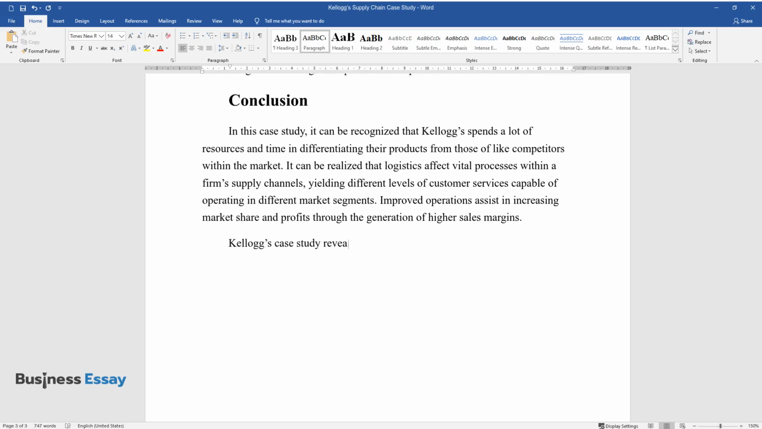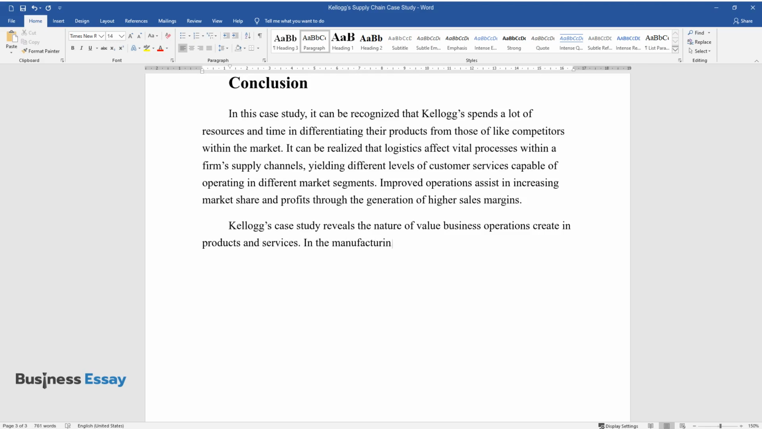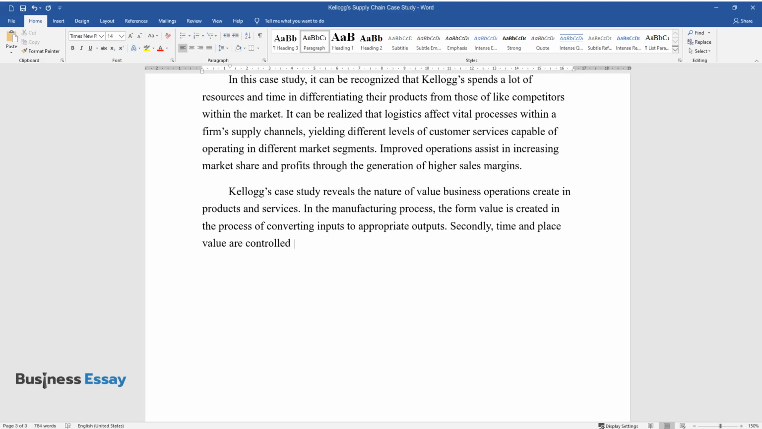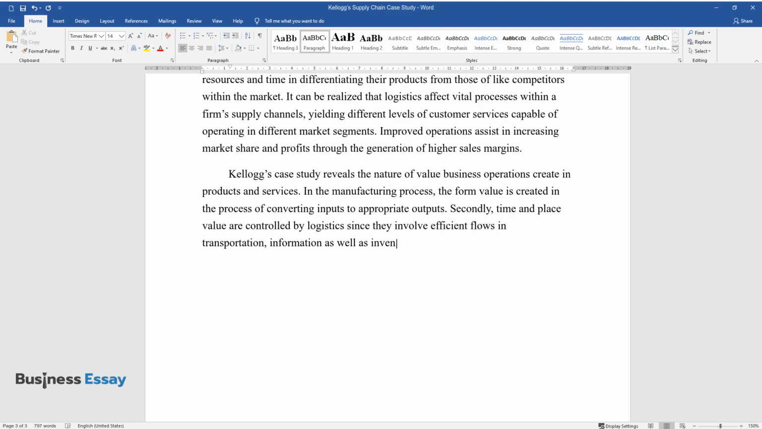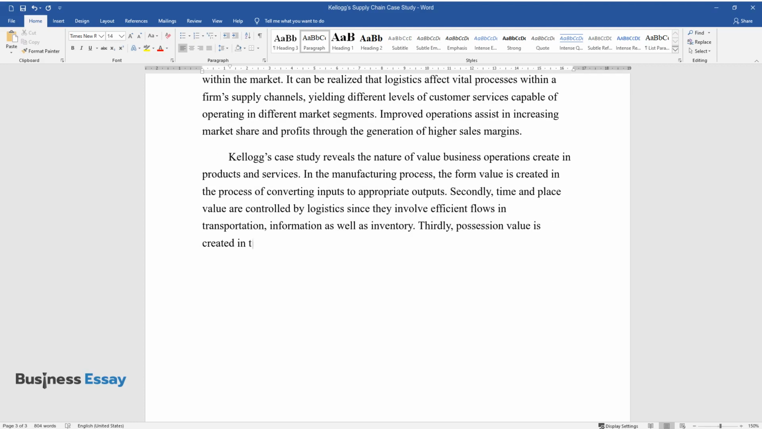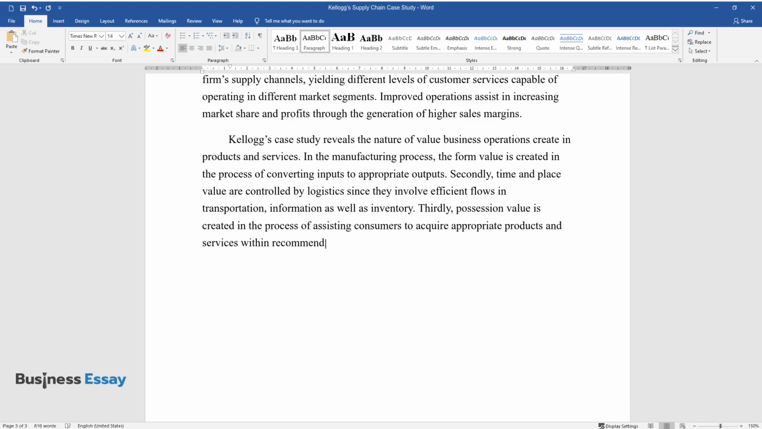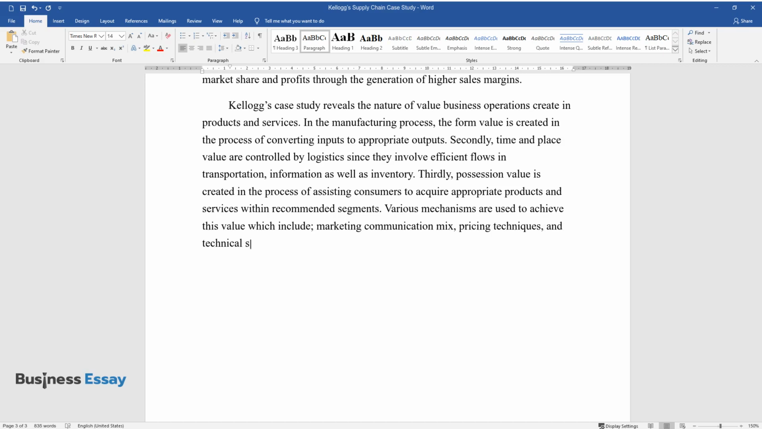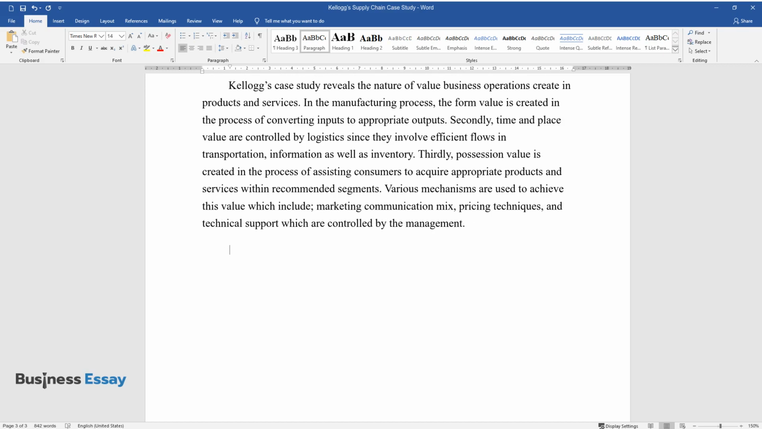Kellogg's case study reveals the nature of value business operations create in products and services. In the manufacturing process, the form value is created in the process of converting inputs to appropriate outputs. Secondly, time and place value are controlled by logistics since they involve efficient flows in transportation, information as well as inventory. Thirdly, possession value is created in the process of assisting consumers to acquire appropriate products and services within recommended segments. Various mechanisms are used to achieve this value, which include marketing communication mix, pricing techniques, and technical support, which are controlled by the management.